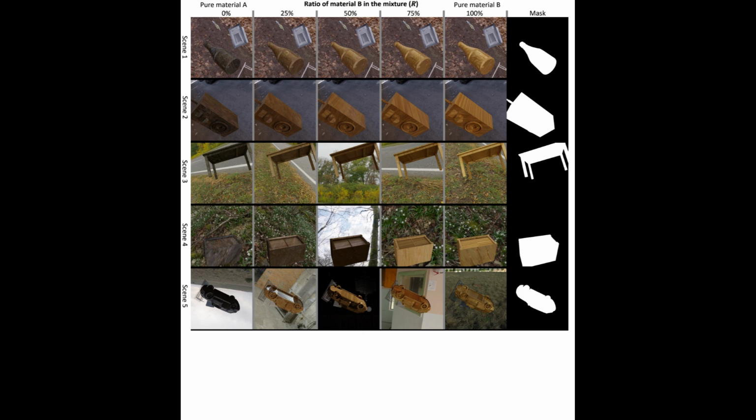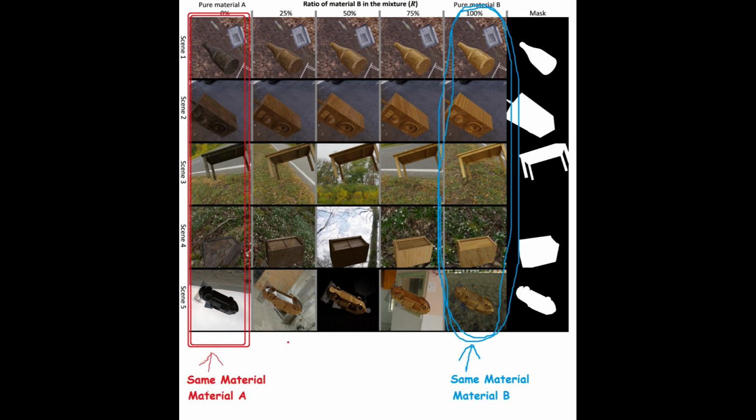The synthetic dataset is composed of sets. Each set contains two materials and their mixtures. Each material appears in different scenes on different objects, environments, and mixtures. An example set appears in the picture. Each column contains images of the exact same material, but on different objects and scenes.